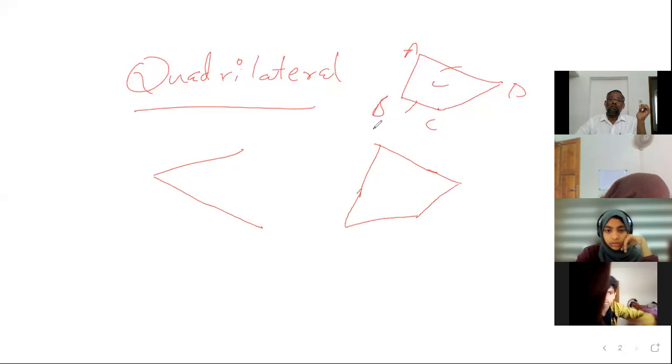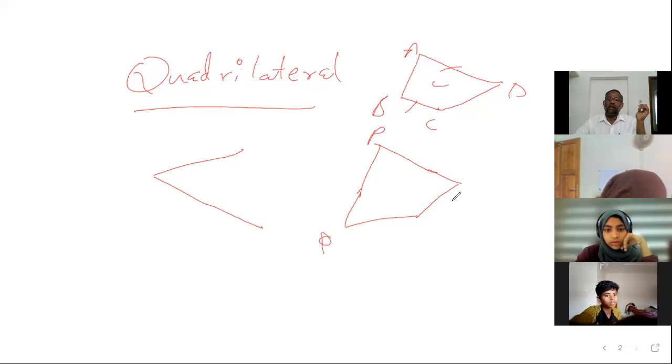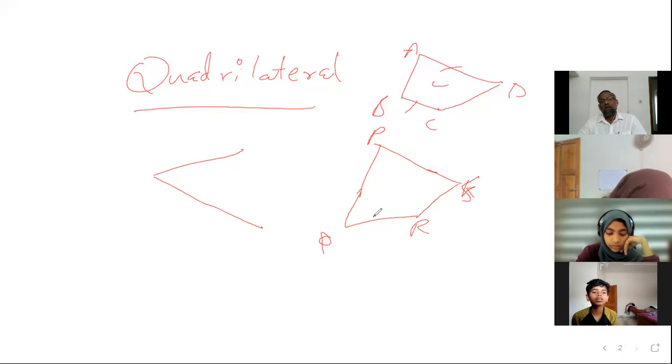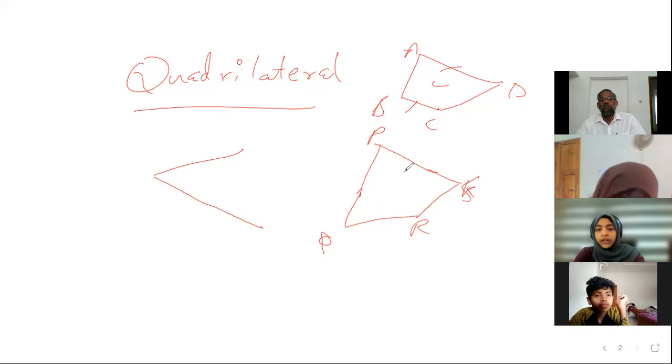It's a quadrilateral. PQRS is a quadrilateral. Anything parallel? No. It is not a rhombus. If one side is parallel, that is a trapezium. No, these are not parallel. This is a quadrilateral, that means a closed figure made up of line segments.